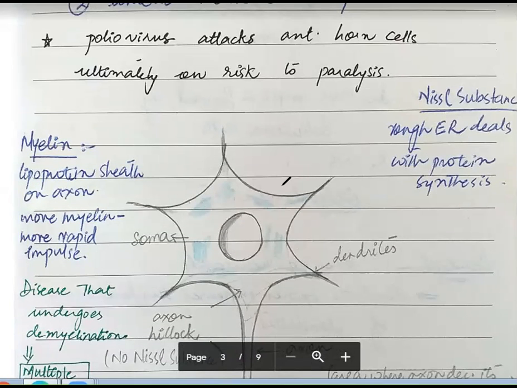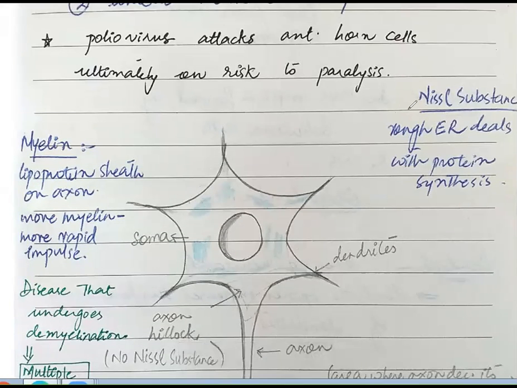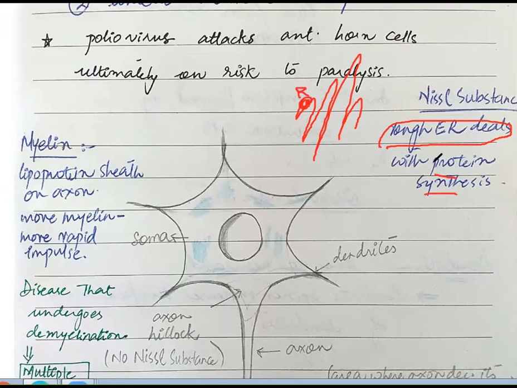And then I told you about the soma, the cell body. So you see the cytoplasm, the Nissl substance, has the endoplasmic reticulum, the rough endoplasmic reticulum, with protein synthesis. Now, if you have a good concept of the cell, the endoplasmic reticulum, we have smooth and rough. The rough endoplasmic reticulum has ribosomes on it, okay? And those ribosomes are basically responsible for protein synthesis, okay?